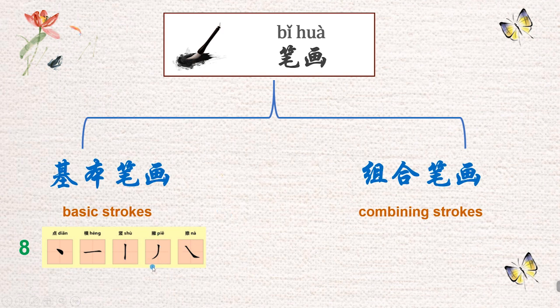撇, downward left stroke. 捺, from top to bottom right. And there are also 提, 横钩 and 竖钩. These are the basic strokes. Combining strokes are the combination of basic strokes.